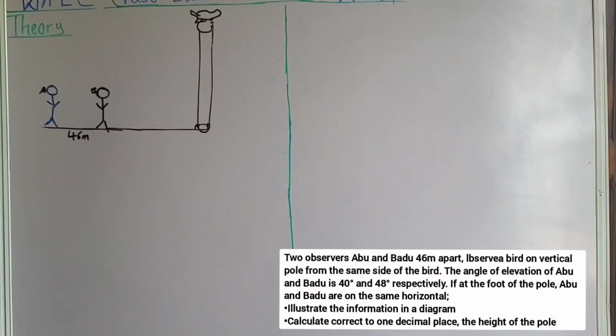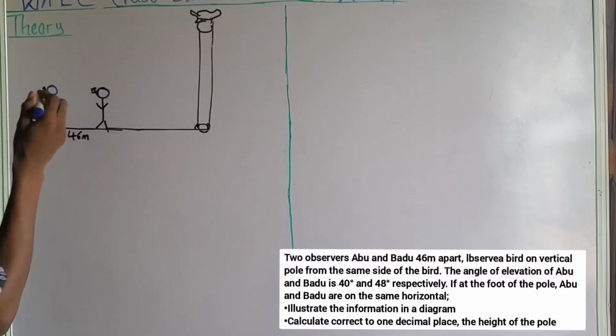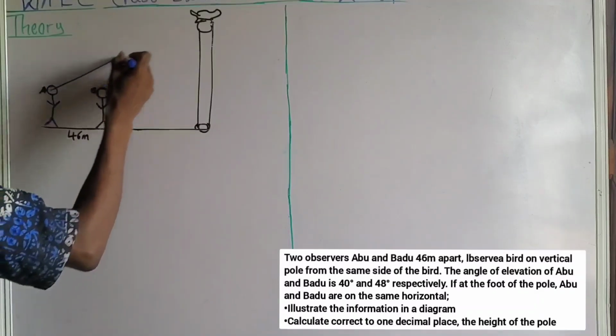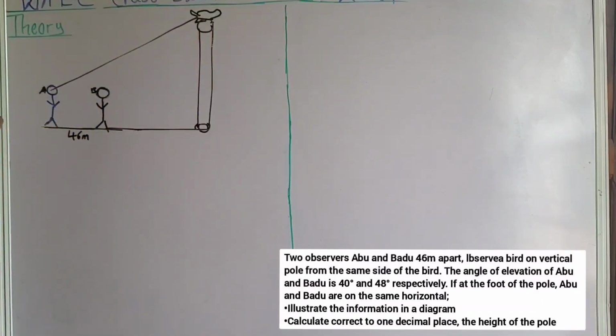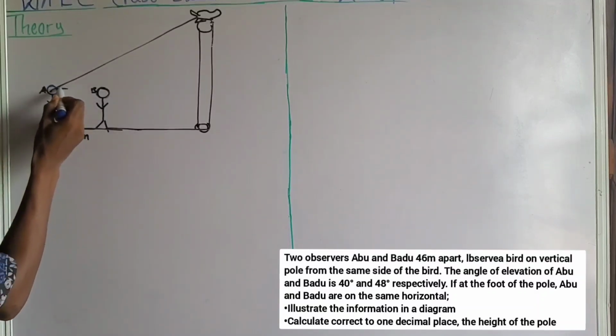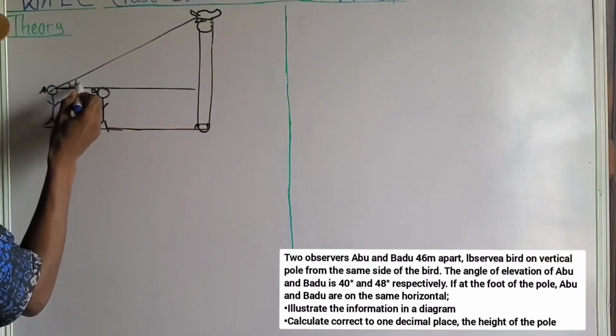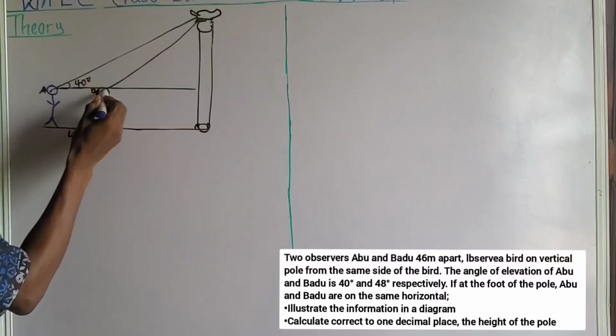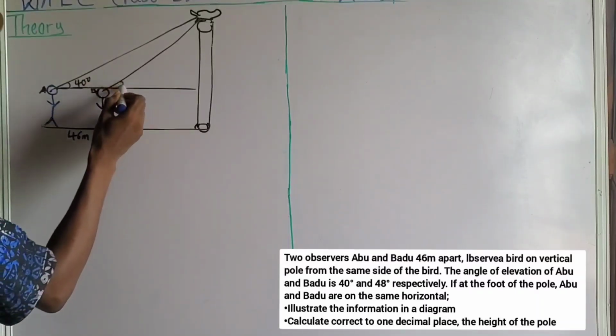Now, let's proceed. The angles of elevation of the bed from Abu's and Badu's eyes are 40 degrees and 48 degrees respectively. Let's start with Abu. The angle of elevation of Abu is 40 degrees, and that of Badu, from the same side of the bed, is 48 degrees.